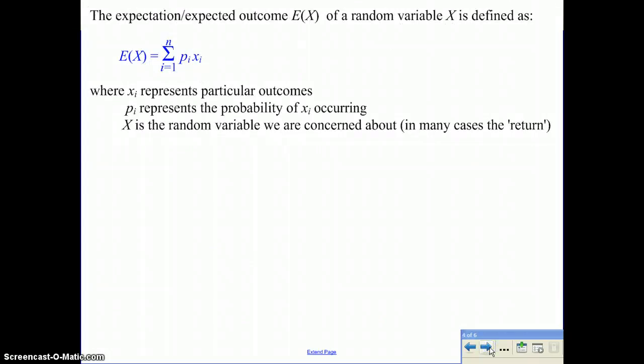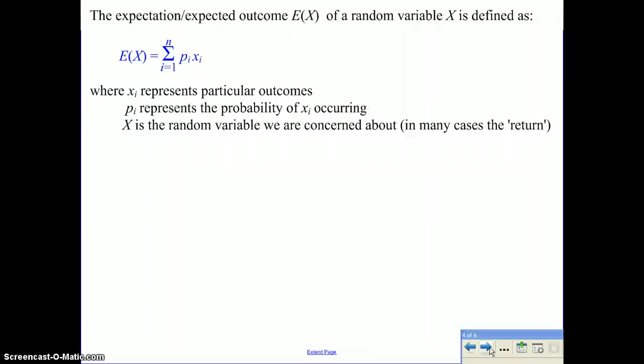All right. Let's look at this from a more mathematical perspective. The expectation or expected outcome, which we call E of x of a random variable x, is defined as the following.